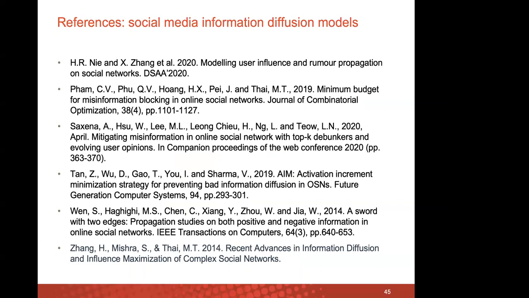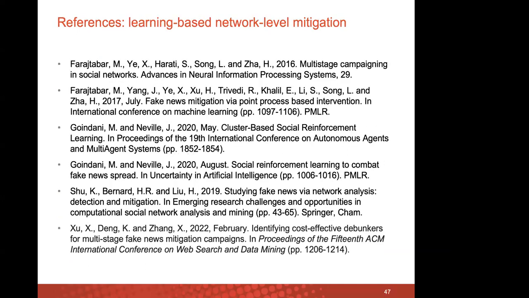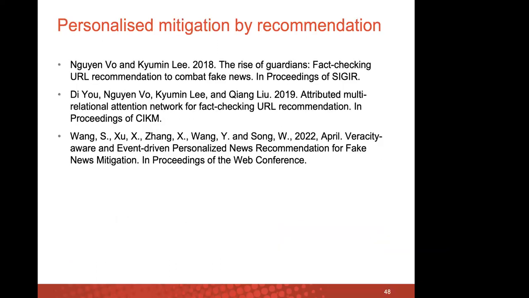So references: social media information diffusion models have been studied for a while. Here's a list of the references you can get further information from, and also the heuristic-based debunker selection model. Here are some related studies. And for the learning-based network mitigation, there's a list of relevant literature here as well. And for the mitigation by recommendation there is also a list that you can go to.